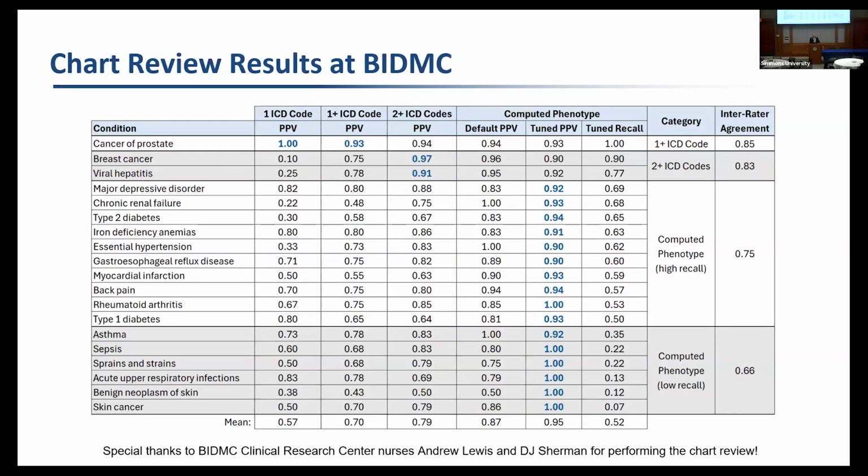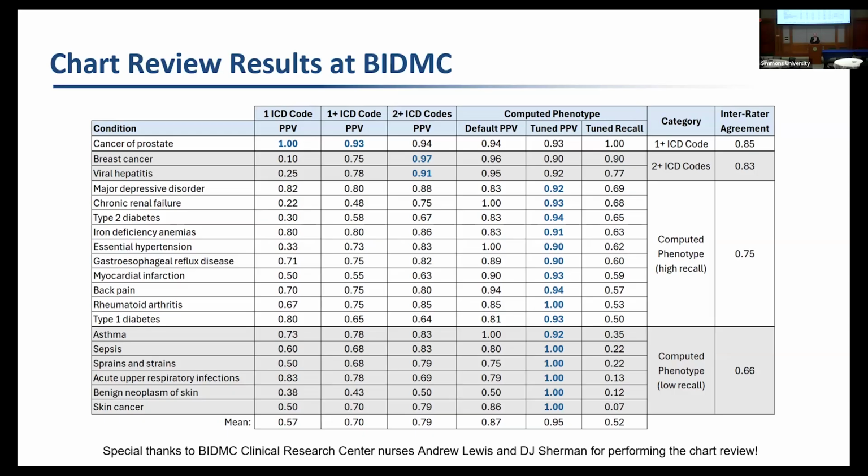This is the chart review results at Beth Israel. I'm showing 19 conditions here. For patients who have one diagnosis code in their chart, the mean positive predictive value is 0.57, so about half of these patients don't really have the medical condition. If you're looking for patients who have 2 or more occurrences of a condition, you get all the way up to 79% precision. So much better, but again, you've lost a lot of patients and you may be biasing these in some unusual ways.